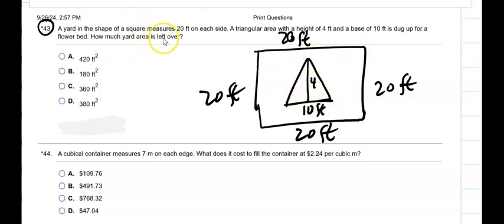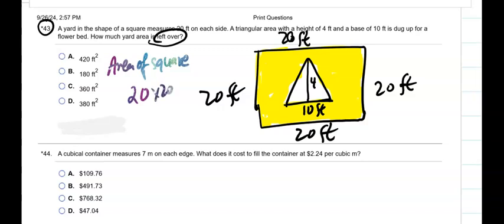The question asks how much yard is left over. So we're looking for how much yard is left over. Let me highlight the yellow region where we have leftover yard, because in the triangular area you dug the flower bed. So the yellow is the leftover. To find the leftover, you find the area of the square. What's the area of the square? The area of the square is going to be 20 times 20, which is 400 square feet.